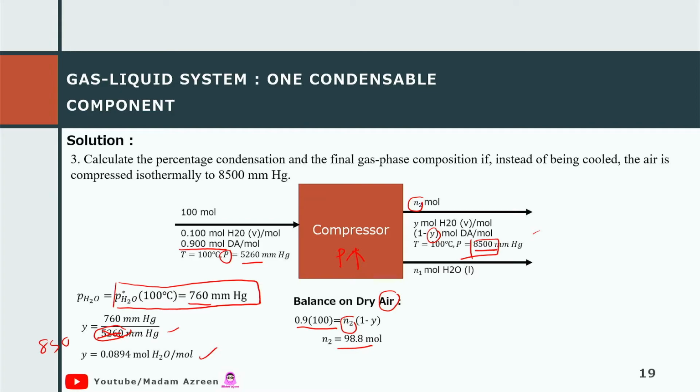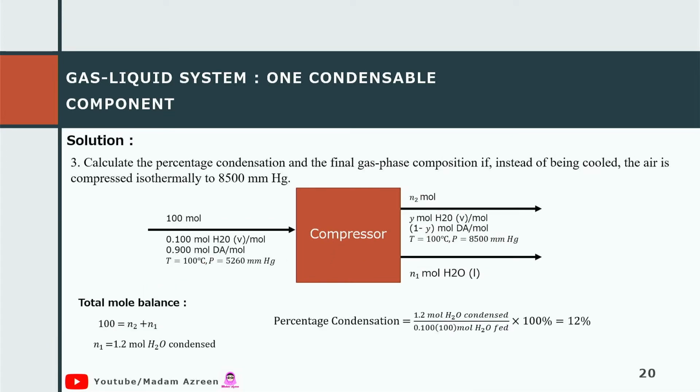Kemudian buat balance on air, kita akan dapat nilai N2. Simple je balance ni, jangan risau. Kemudian kita buat total balance, kita akan dapat nilai N1, which is lebih kecil, cuma 12%, compared to bila kita cool down tadi. Example ni kamu boleh refer kepada diagram sebelum ni, which is apa yang berlaku kepada molecule of water tu bila kita compress, ataupun bila kita cool down dia punya temperature. Cool down maksudnya reduce the temperature.